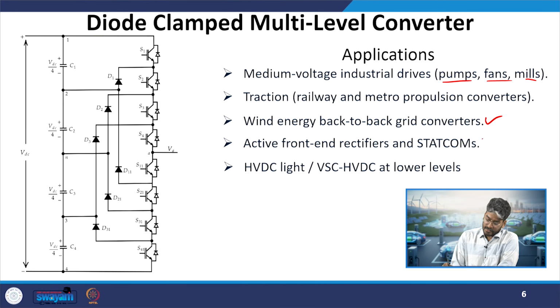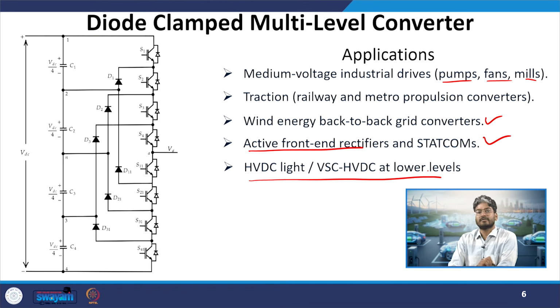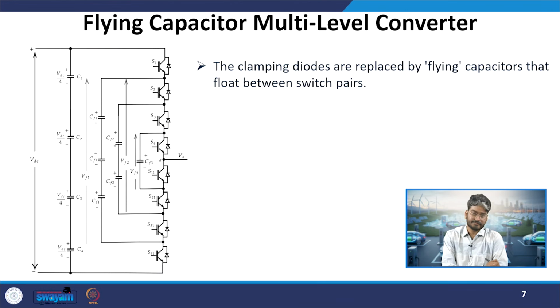Then active front end rectifier and STATCOMs. So these are other applications of this converter. Active front end converter, which we have seen while discussing our chargers. Then our HVDC applications, where we want not very high voltage. So there we can go for these VSC based diode clamp circuits.